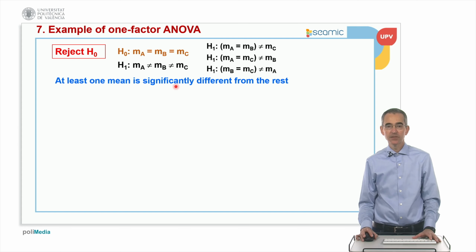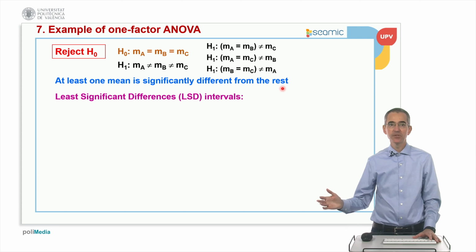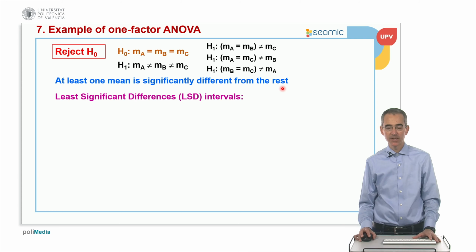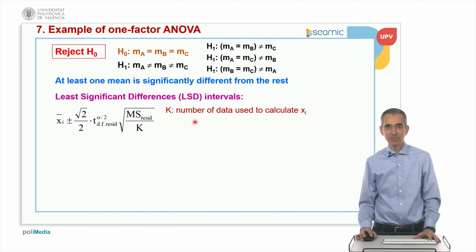The conclusion is that at least one population mean is significantly different from the rest. But which one? We have to compute the LSD intervals according to the formulas that I explained in the previous video. This is the formula. Remember that K is the number of data that we use to compute every average. In this case, K equals 5. And dF here is the degrees of freedom of the residual.